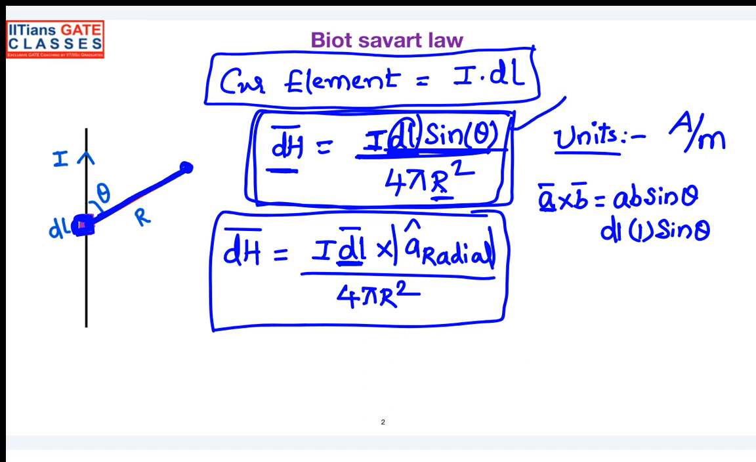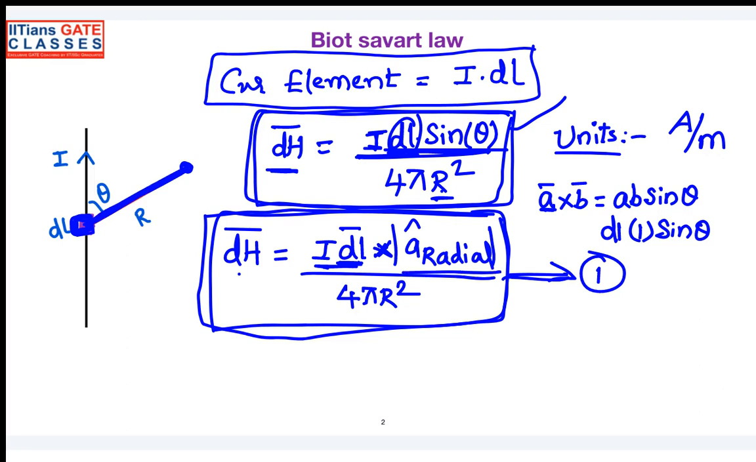So you can remember this equation, or otherwise I feel this is much better to remember when you go for the problems, because straight away this equation gives the direction of the magnetic field intensity also. So you try to remember this formula. The differential magnetic field is equal to the current element Idl cross product with the unit vector along the radial direction, that is r cap, divided by 4 pi r square.